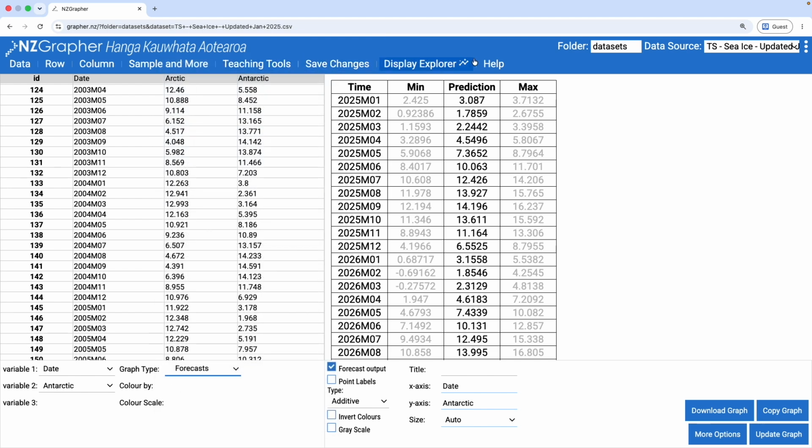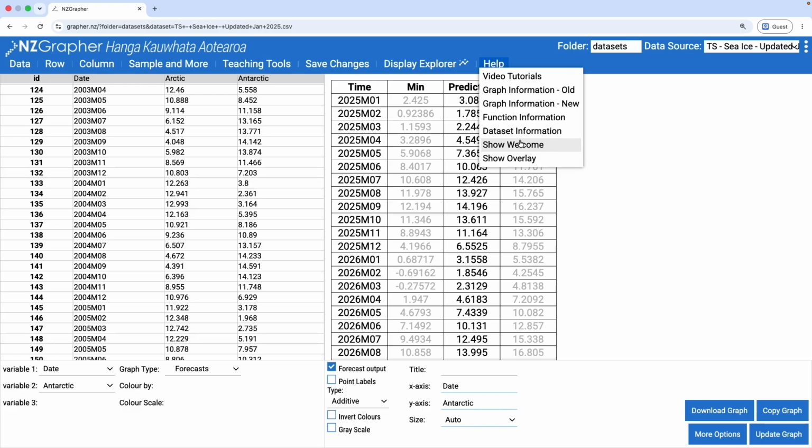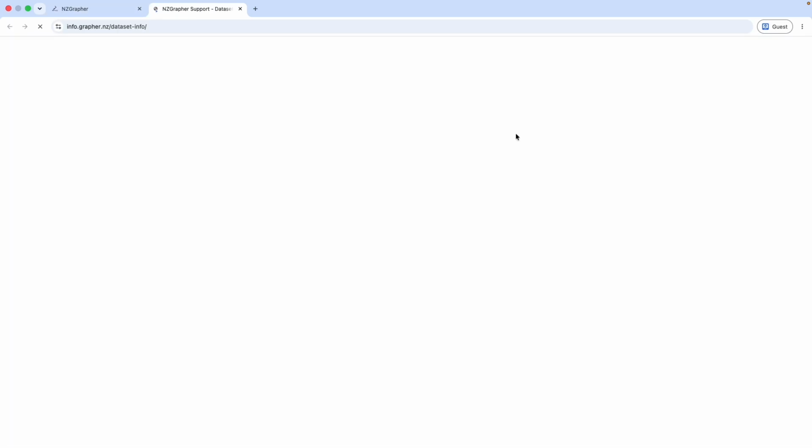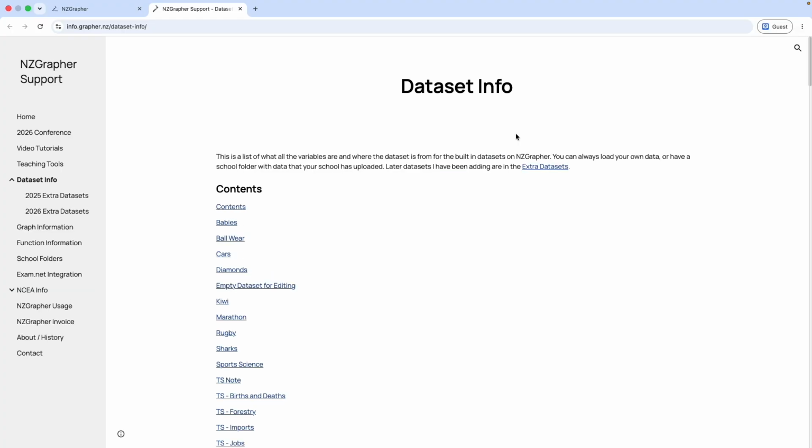The last bit that I will do is in the help, there's a whole bunch of bits in here. Some of them are better built out than others, but I'm working on them. There is the NZGrapher help site. So we've got dataset info, so the main datasets that are built in, as well as the extra ones from 25 and 26. Information on all the graphs, function information, which talks about the different functions that are built in. Info on the school folders, info on how to make exam.net work slightly better.